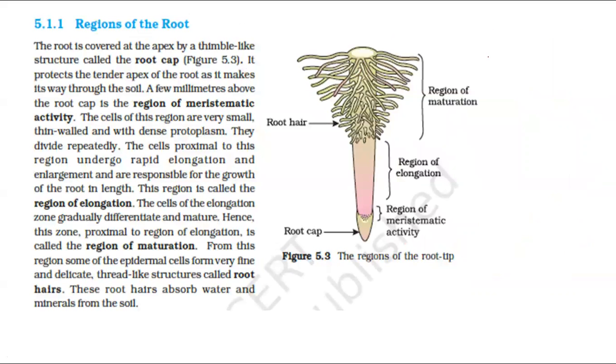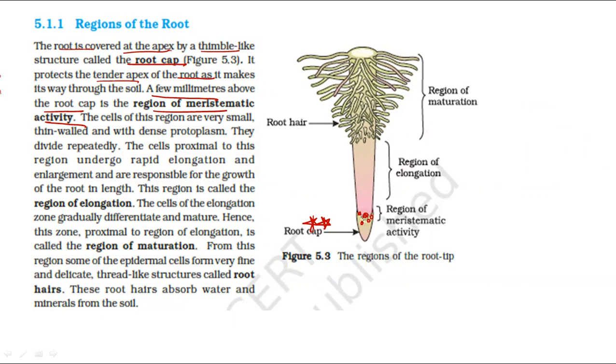All right, now let's go ahead. The root is covered at the apex by a thimble-like structure called the root cap. This important structure, the root cap, protects the tender apex of the root, the down portion that is very tender, with its help. A few millimeters above the root cap is the region of meristematic activity. Above it, you can see these meristematic cells. There is some activity going on.